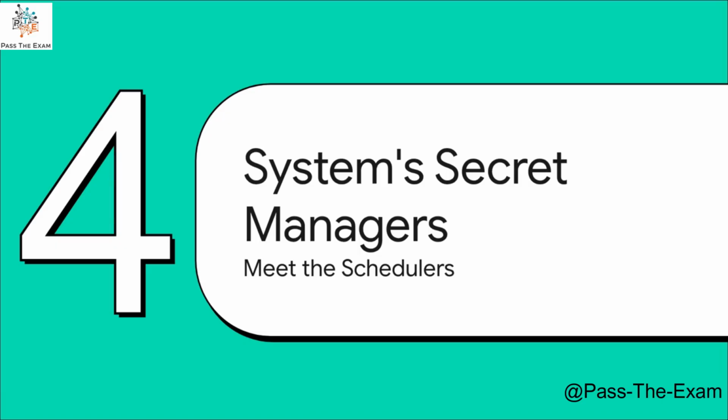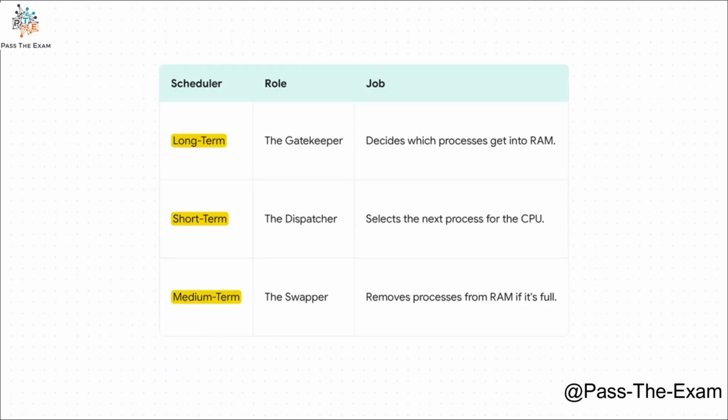So, who's making all of these lightning-fast decisions? Who decides which process gets into the party in the first place, which one gets to run next, and who gets the boot when things get complicated? Well, it's time to meet the powerful, invisible managers of your operating system, the schedulers. There are three main players here.